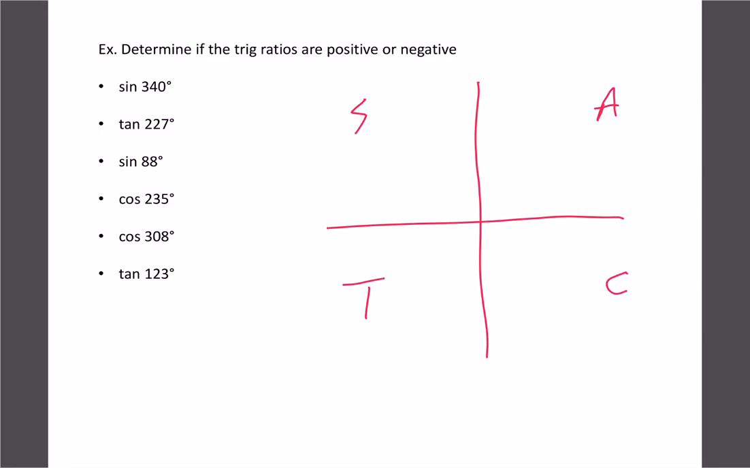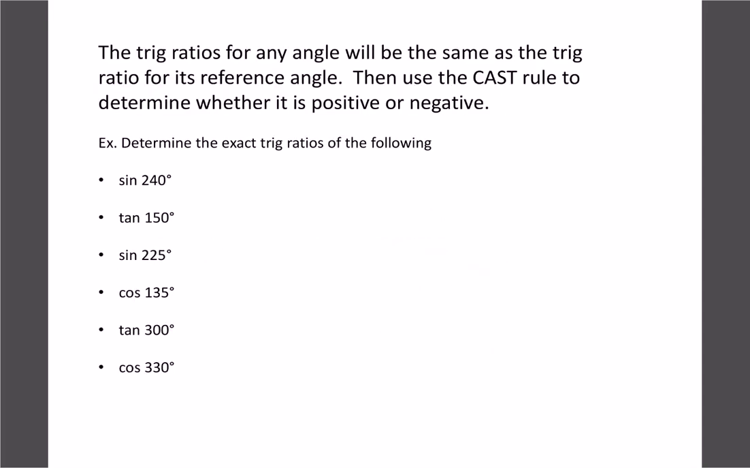So sine of 340 would be down here. That's our C quadrant, so that one would be negative. Tan of 227, that's somewhere in there. That one will be positive. 88 is in our first quadrant. Everything's positive. Cos 235 would be somewhere in there. That's our T quadrant, so that one's negative. 308 will be positive, and 123 is up in there somewhere. That one will be negative. So CAST rule, that's all it's used for, is to help you determine positive or negative.